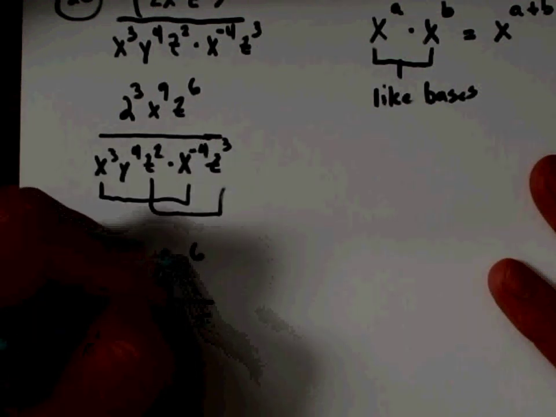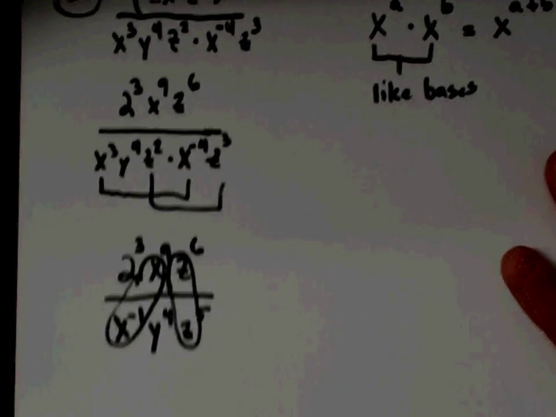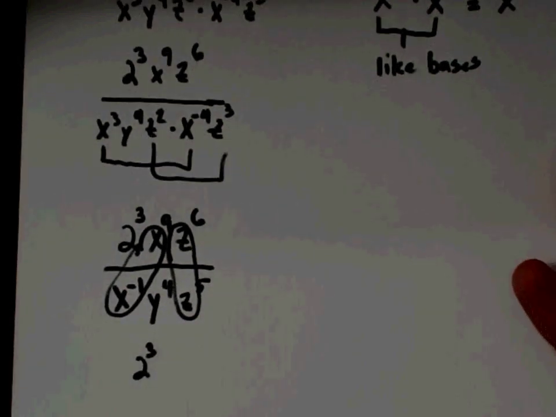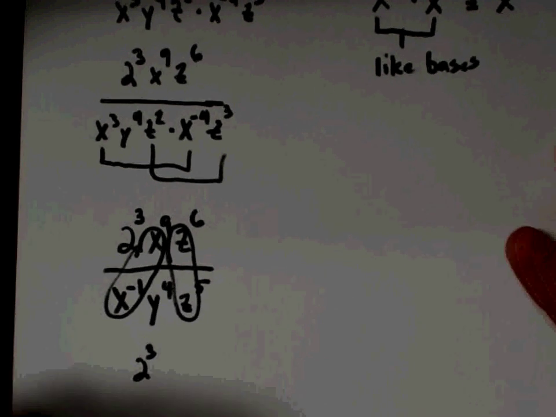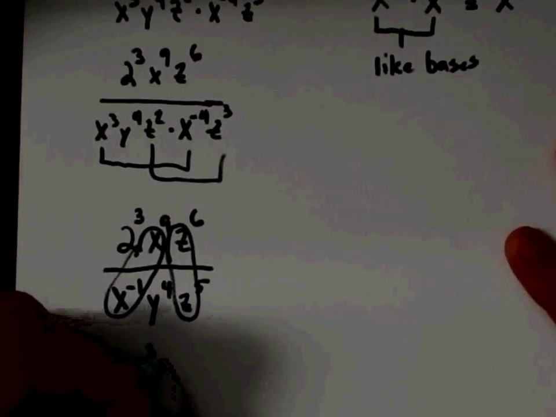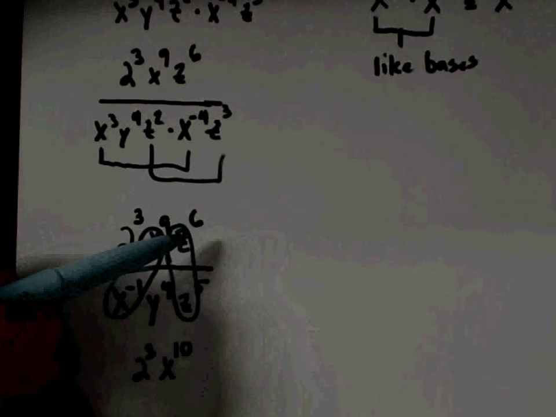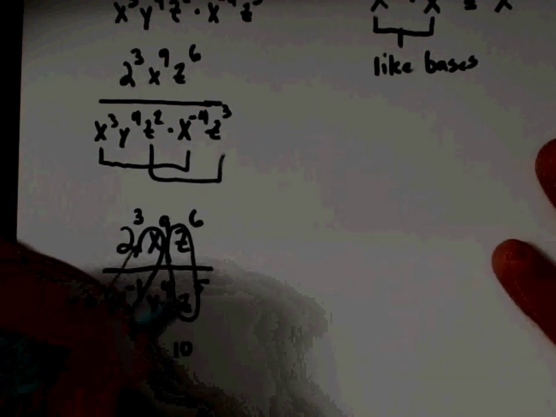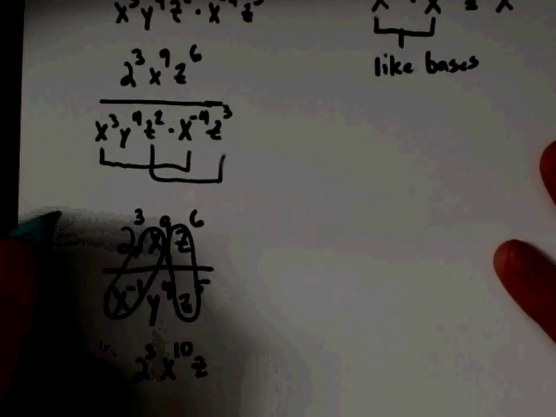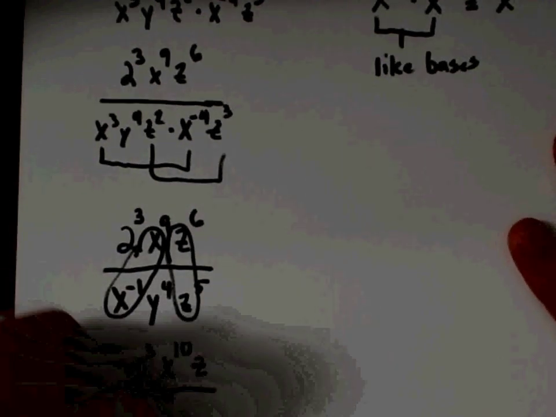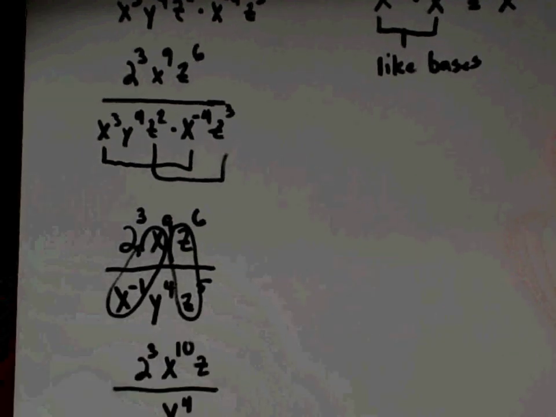There's my like bases, and there's my like bases. So 2 to the 3 has nothing to pair up to on like base. What is 9 minus negative 1? 10. So it's positive 10, so it stays in the top. 9 minus negative 1. Okay? Z, 6 minus 5 is positive 1, so it stays in the top, and therefore my y to the fourth is right there. Correct?